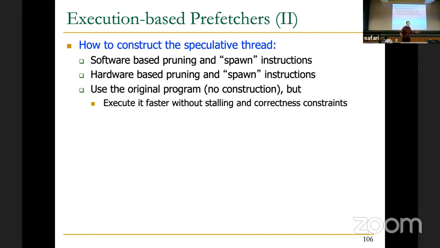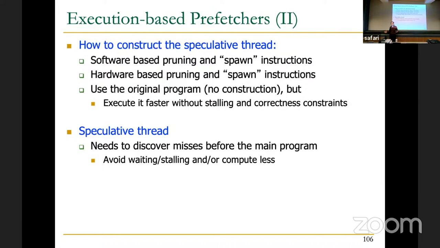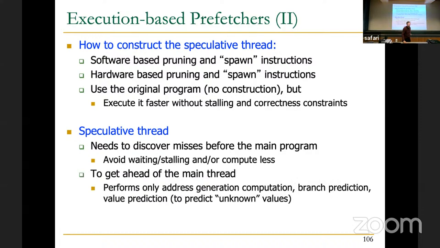So speculative threads, but in all cases, if you really want to be successful with speculative threads, you have to discover misses before the main program. Because if you don't do that, if you actually get to the miss later than the main program, then you wasted a lot of execution, right? You're executing some thread to get to the cache miss, but you didn't accomplish your task, right? So for this, you need to avoid waiting or stalling or compute less, ideally both. So this speculative thread needs to be carefully constructed and it should really run like a blaze. It should not wait much because it needs to get ahead of the main thread, right?